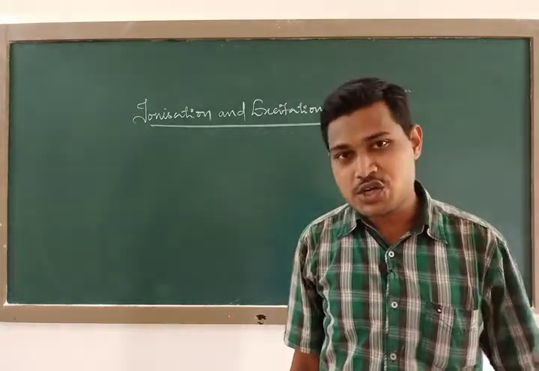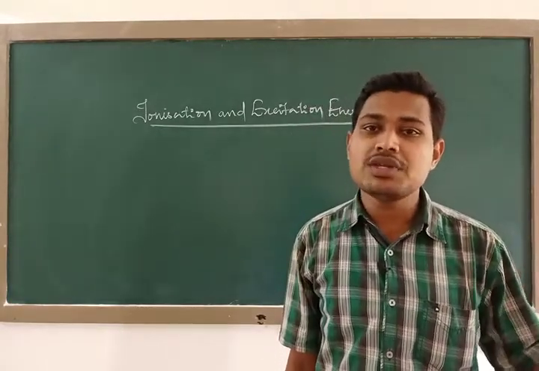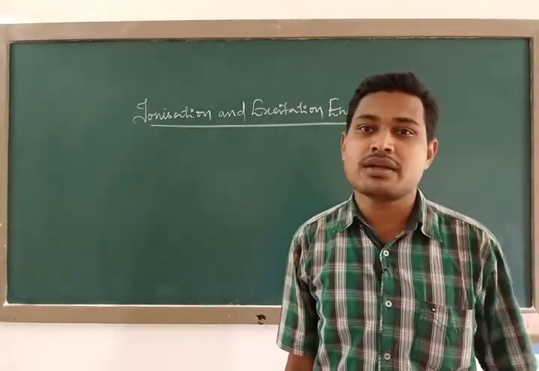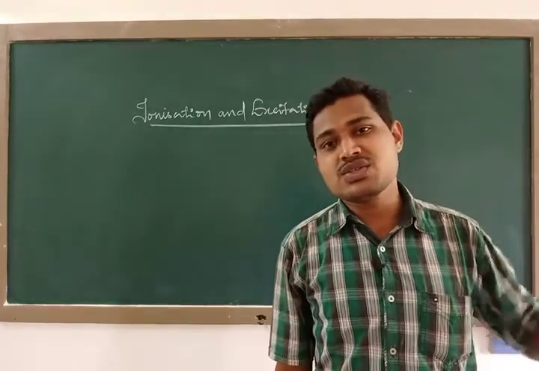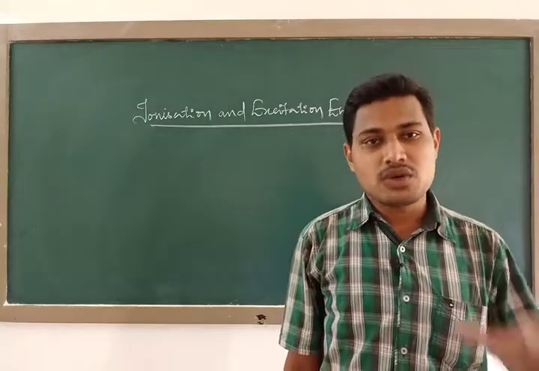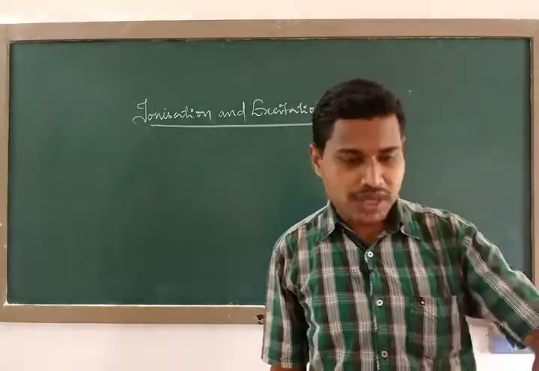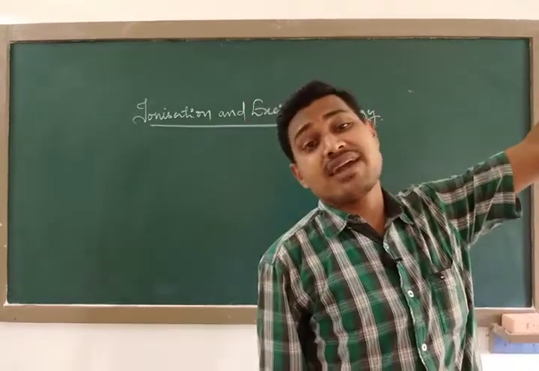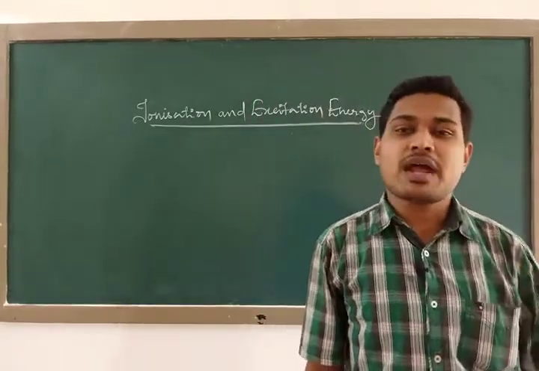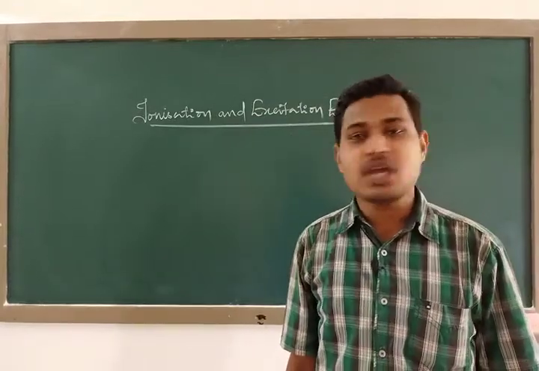So what does ionization energy mean? The minimum energy that would be required to remove the electron from the orbits of an atom to infinite distance from the nucleus, we call that ionization energy. It means the energy required to take the electron to infinite distance from the orbits of an atom, or from the nucleus of an atom. That we call ionization energy.